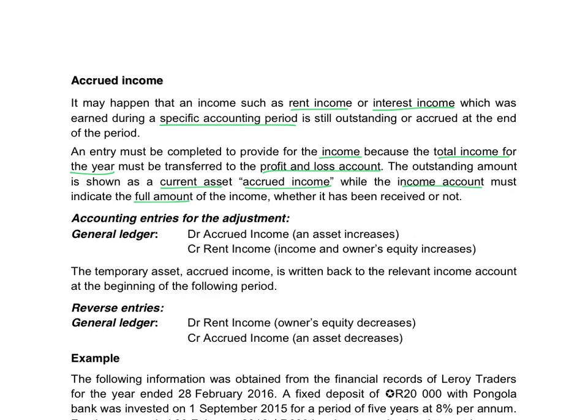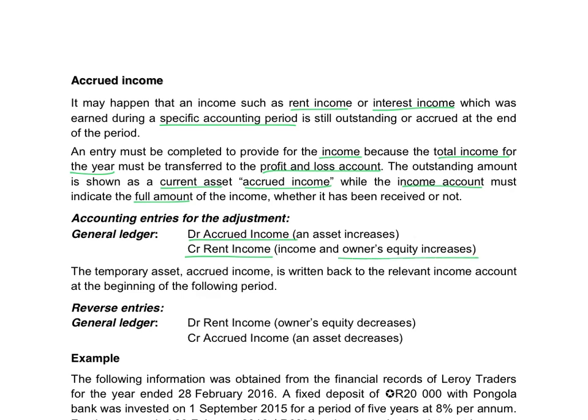The entries for this adjustment would be to debit accrued income, because accrued income is an asset, and this is an indication that the business must still receive money in the future, and the asset increases on the debit side. We will credit rent income to increase the income so that we can show the total income in our profit and loss and income statement, and this rent income will increase the owner's equity.